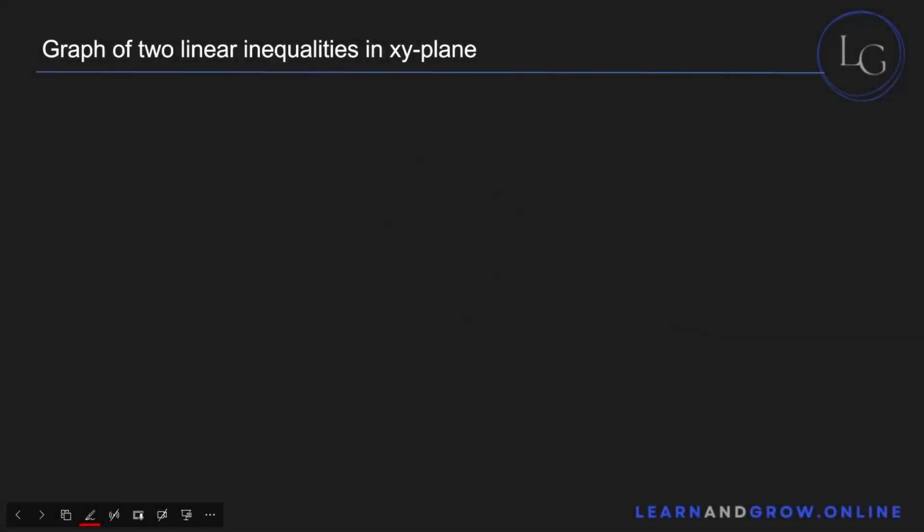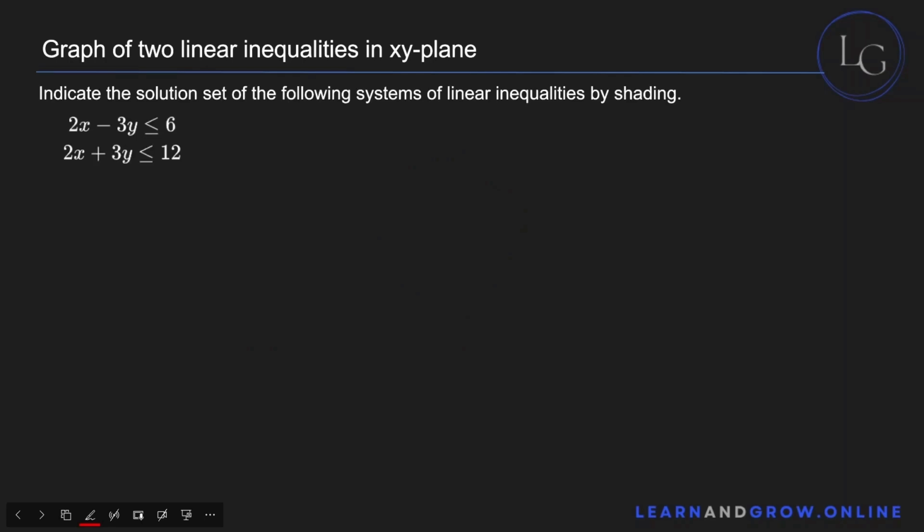Now let's graph two linear inequalities in an xy plane. So we have these two inequalities, this one and this one, and we need to indicate the solution set of the following system of linear inequalities by shading. So let's see how we'll do that. We have to represent these two inequalities on an xy plane by shading. Simple. So we have to shade a region that satisfies both of them.